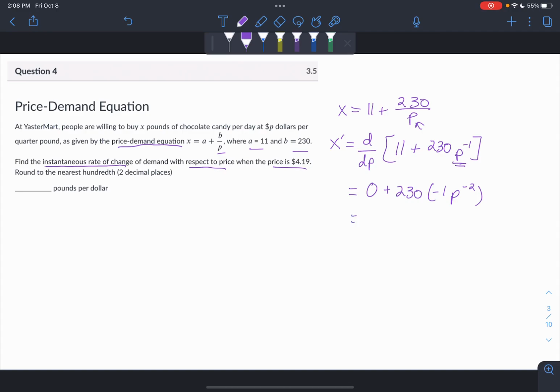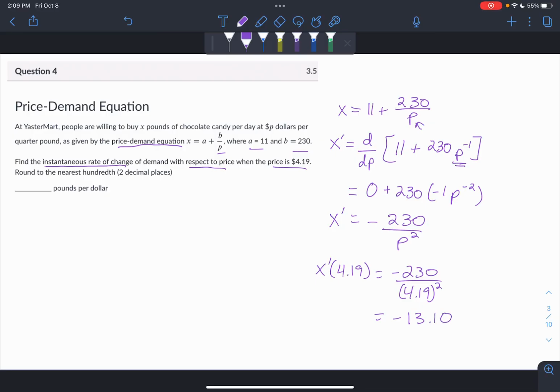All right, and so we can also rewrite this as negative 230 over p squared. So that negative means I can put it in the denominator and make the power positive. So that's going to be our x prime, and we want to know what my x prime is when p is equal to 4.19. So all I do is just plug in 4.19 into my p variable. And so this one gives me an answer of negative 13.1, rounded to the nearest hundredth.